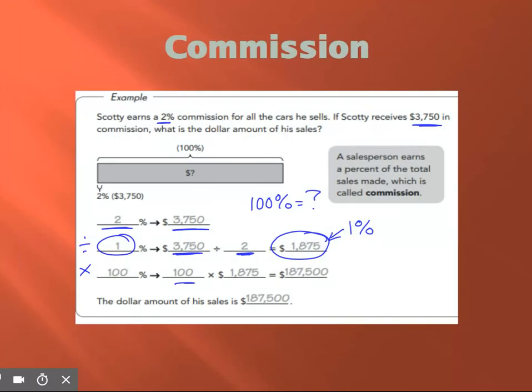So we multiply 100 by 1,875. Again, remember when multiplying by 100, that's 2 zeros. So I'm taking my decimal, which was here, and moving it over 2 spaces. So the total amount that he sold in cars was $187,500.